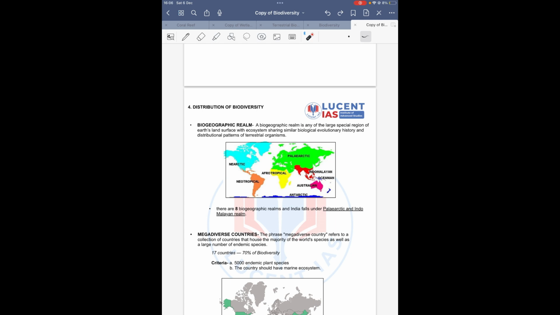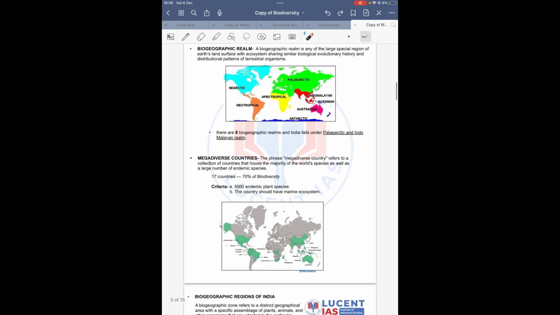So what আমি কি মনত ৰাখিব লাগিব that there are 8 biogeographic realms and India falls under the Palearctic and Indo-Malayan realm. Clear? Next is megadiverse countries.